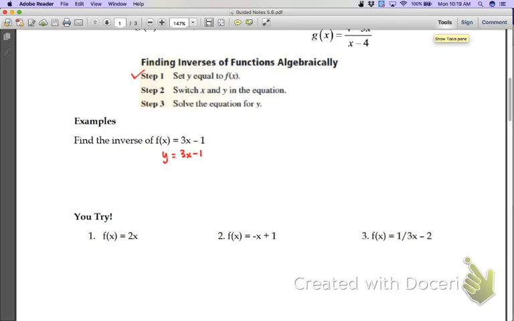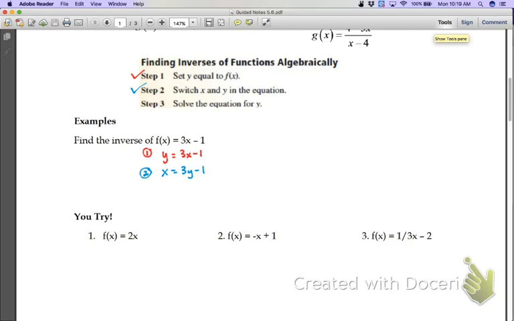So here was step 1. For step 2, all I'm going to do is make it x equals 3y minus 1. No values were changed. The only thing I did was switch where the x and the y were. Instead of y equals 3x minus 1, it became x equals 3y minus 1. So, step 2 is complete.